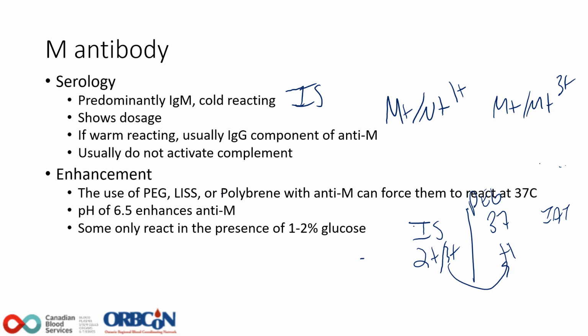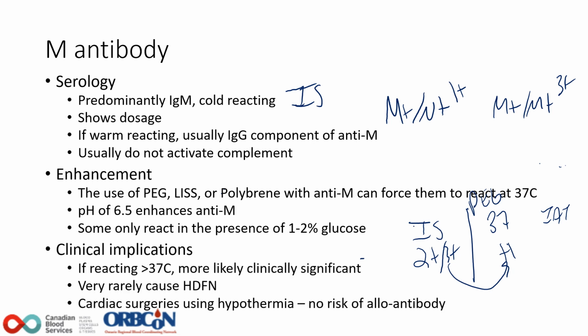You can drop the pH down to 6.5 to enhance an anti-M, and some anti-Ms only react in the presence of 1 to 2% glucose solutions in plasma. And we don't really know why that is, other than the fact that the glycophorin A protein is a glycoprotein which has sugars on it, and it may be that the sugar helps enhance the antibody binding to the actual protein itself.